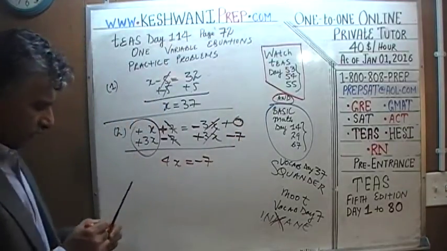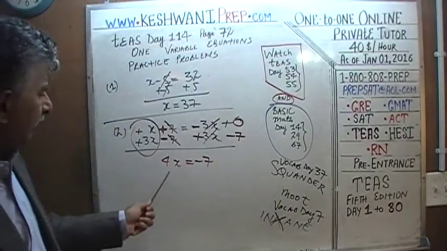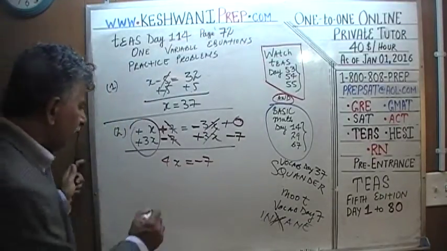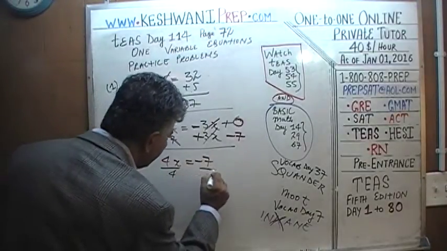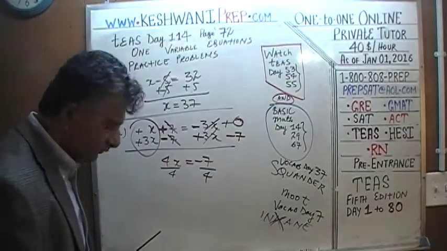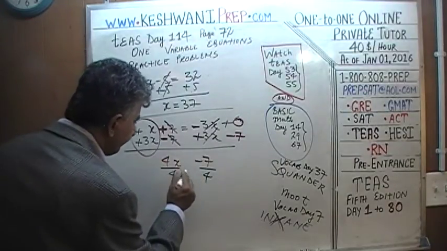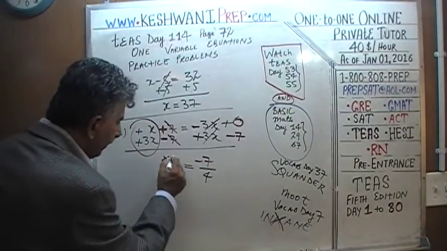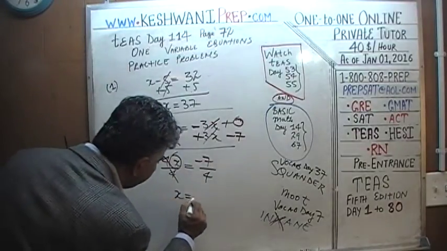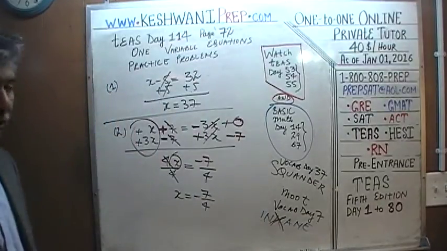We are still not done. I thought we were done, we were not done. We are not interested in 4x. We want to find the value of 1x. So let's divide both sides by 4. If we divide both sides by 4, this 4 will drop out, and we have the x by itself. x equals negative 7/4.